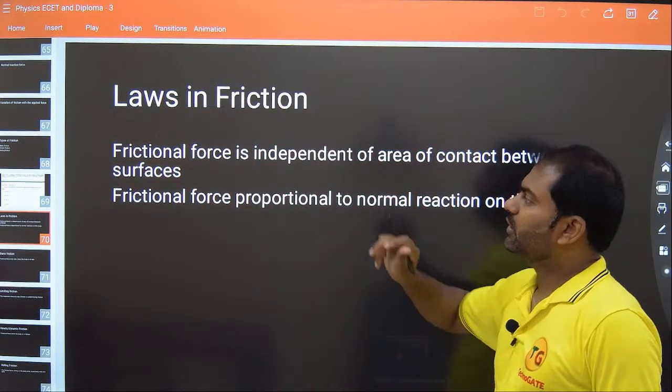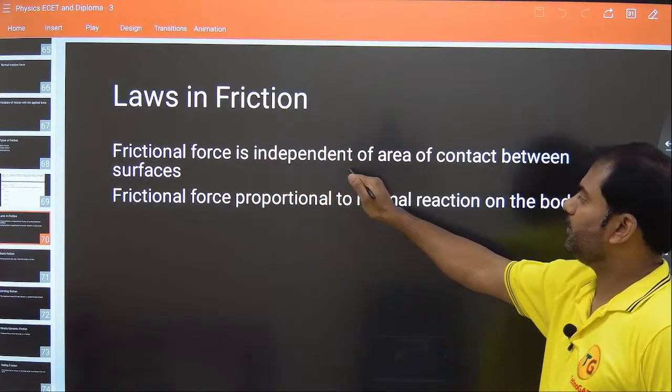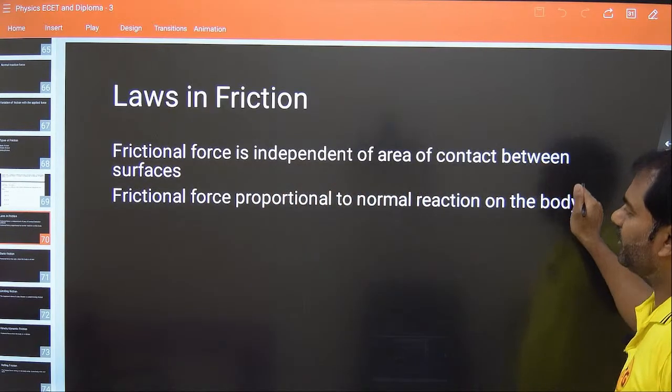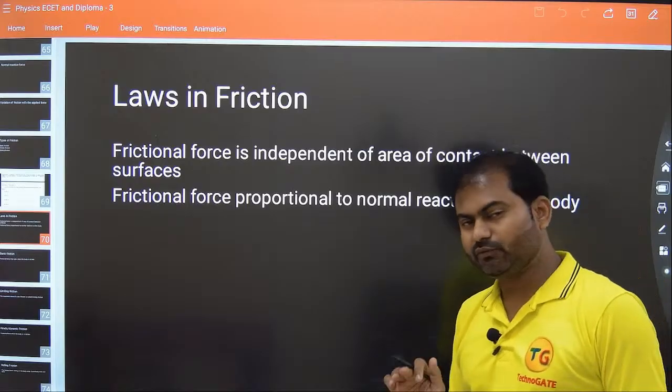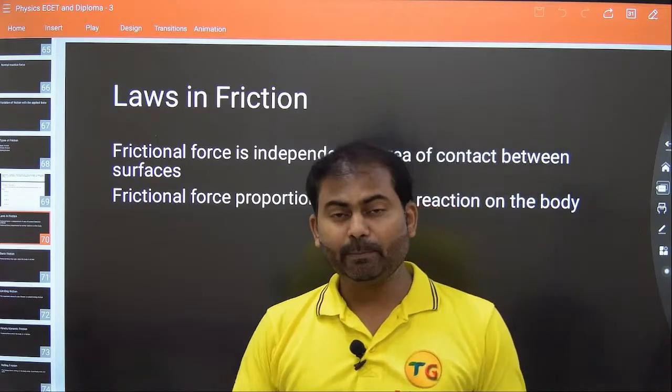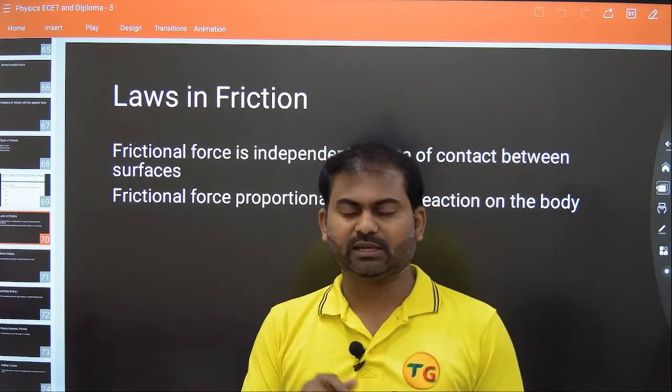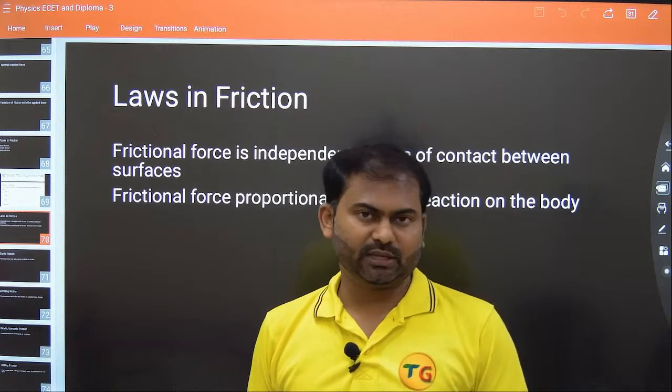It is given that frictional force is independent of the area of contact between the surfaces. So friction force is independent of area of contact. It does not matter how much surface is in contact.